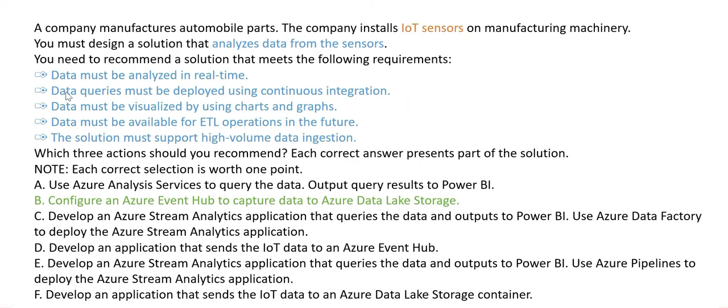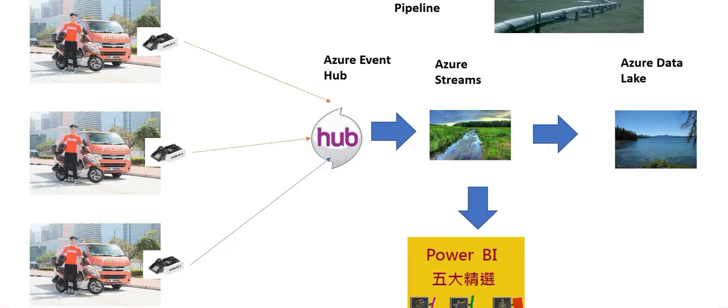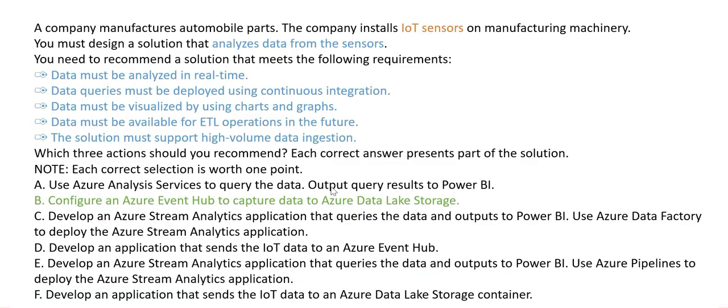Data queries must be deployed using continuous integration. So I'm adding here Azure pipeline because using pipeline you can deploy any applications. Whatever you want, you can create a sequence for continuous delivery. I already showed you in the documentation. It is used for continuous delivery or continuous integration. So this requirement is also fulfilled.